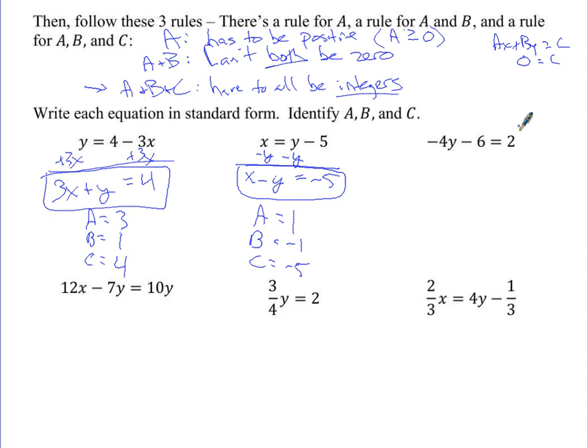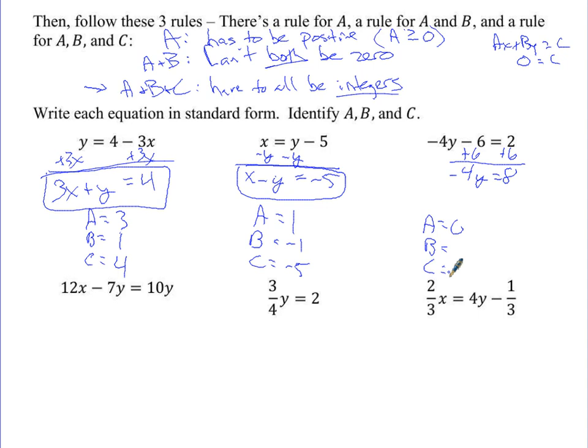So what do I need to do? Yeah, we got to add 6. The constant has to only be on the right. So I have to add 6. And that gives me -4y equals 8. Is that standard form? Close. Since there's no x term, x is 0. Well, not x, A is 0. A equals 0.